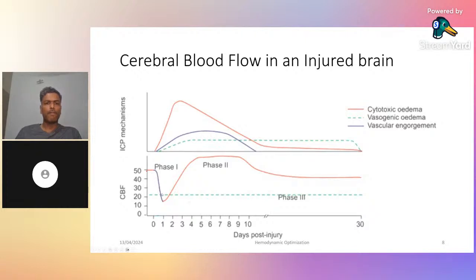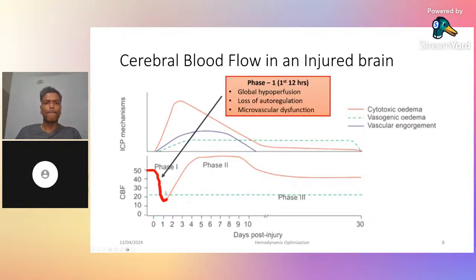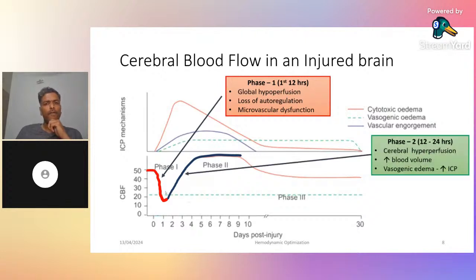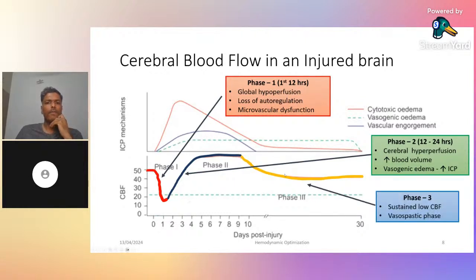Following this phase, there is a phase of recovery. In this phase of recovery, what is commonly seen is a phase of hyperemia. That is, there is increased blood volume or the compensatory overdilatation which happens. During this phase, any hypertension can result in hyperemic changes in the brain, and vasogenic edema can also lead to an increase in ICP. And following this, there will be a long third phase where the cerebral blood flow slowly normalizes to normal or below normal, and sometimes they suffer from a vasospastic phase in this third phase.